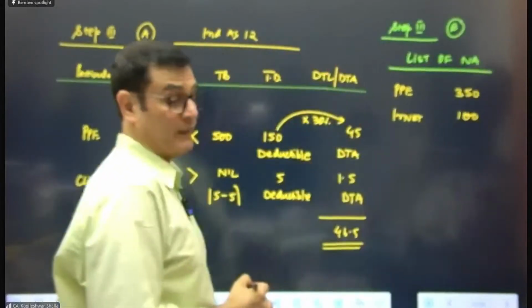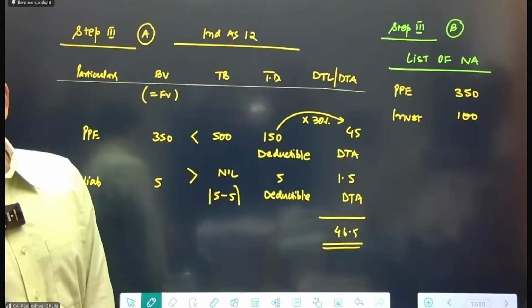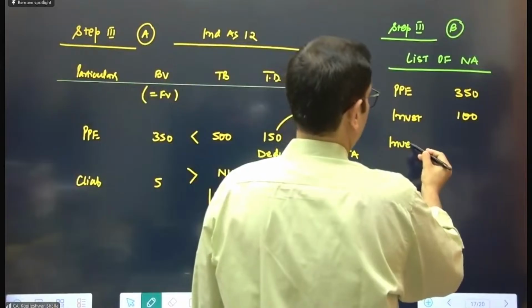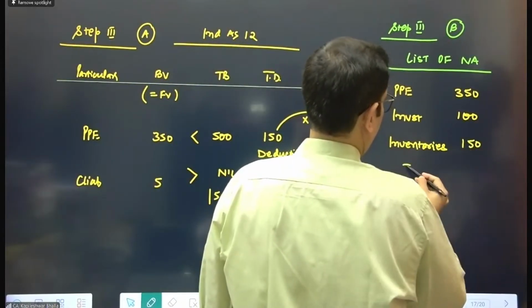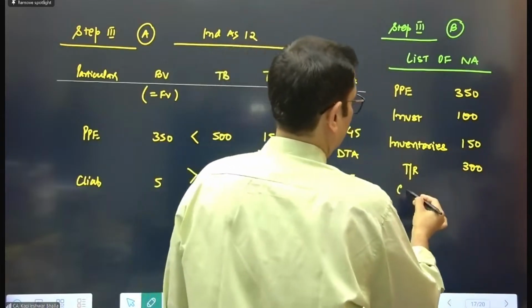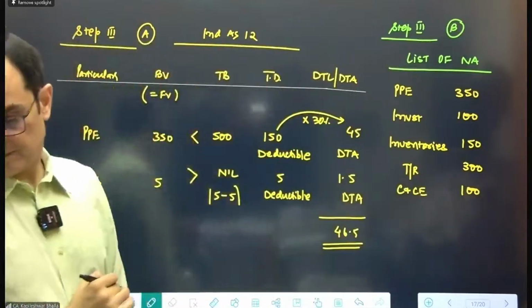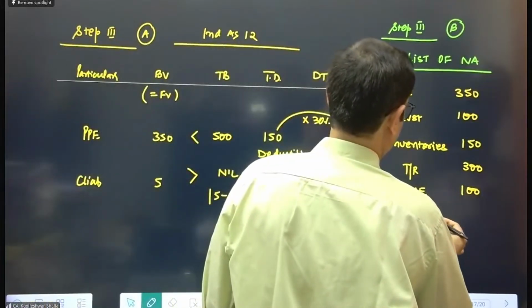Everything should be taken at a fair value, but except PPE, we're not given any fair value. The next we are given the inventories, that is 150. Then trade receivable is 300. Cash and cash equivalent is 100. Others is 230. So I think that's all on the asset side.